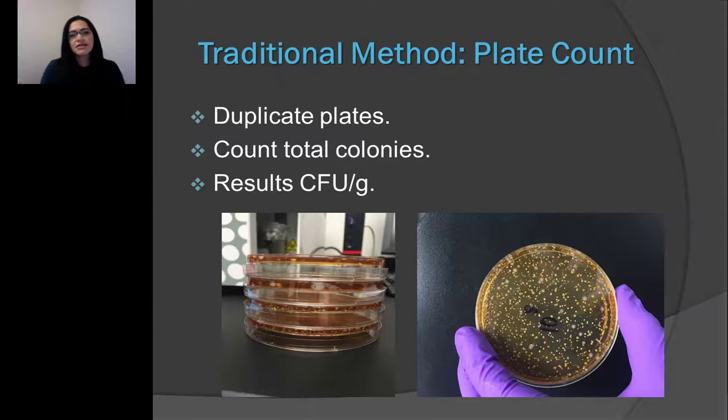So the method consists of plating these products in duplicates. For each single sample that we test, we would have to duplicate the sample. So for each sample, 2 plates. Then at the end, what you see is all these colonies on single plates, and we would have to count each of these colonies and report in CFU per gram, or colony forming units per gram.